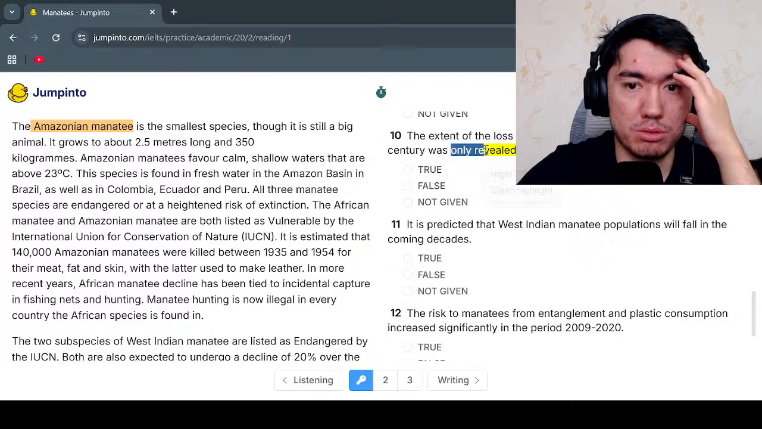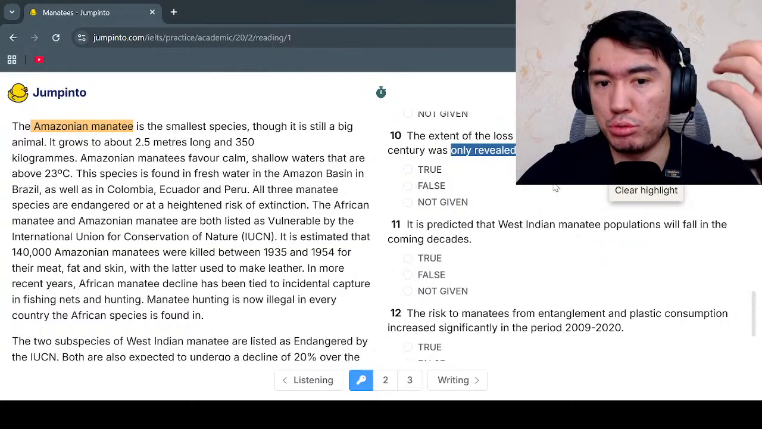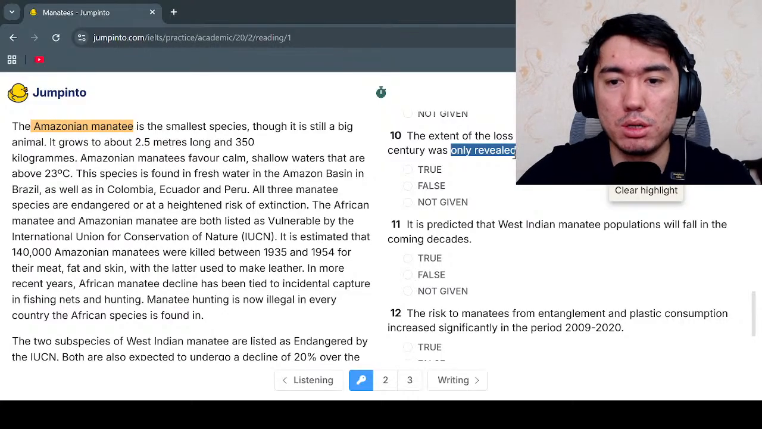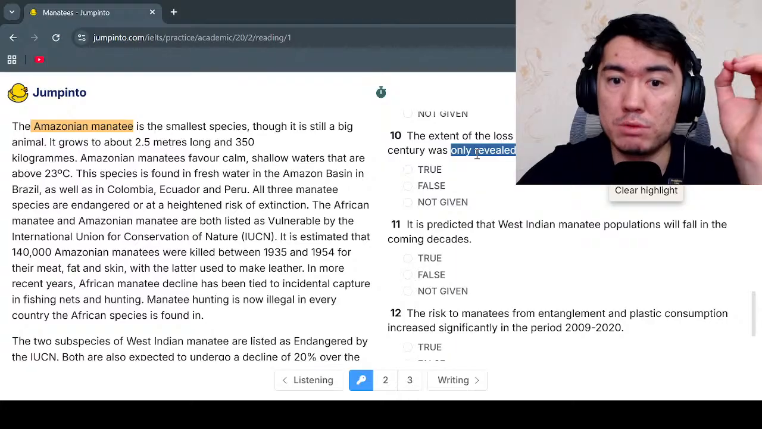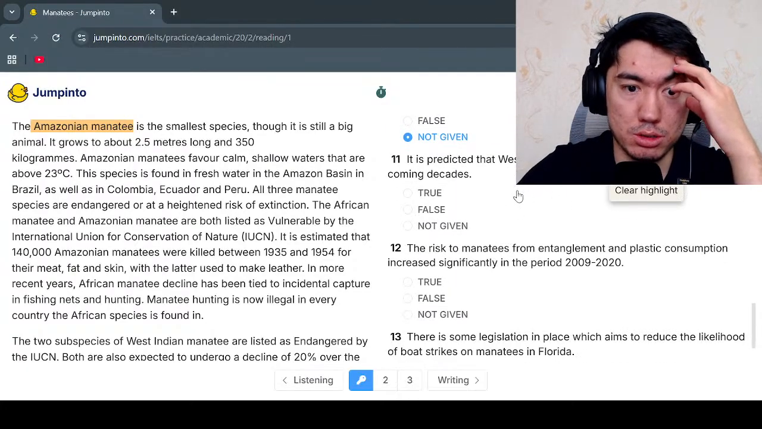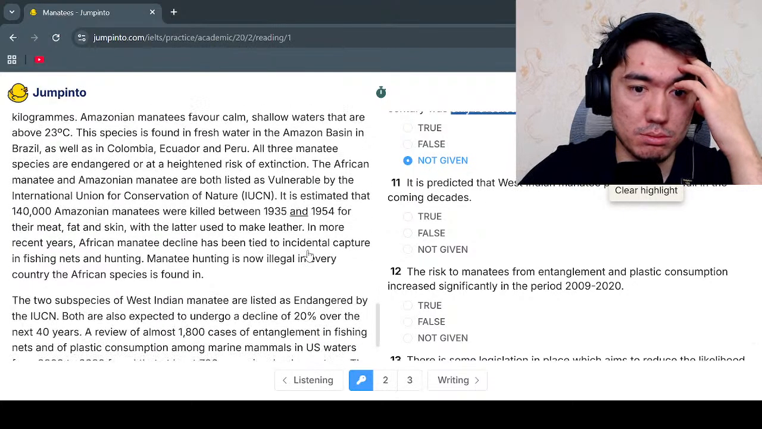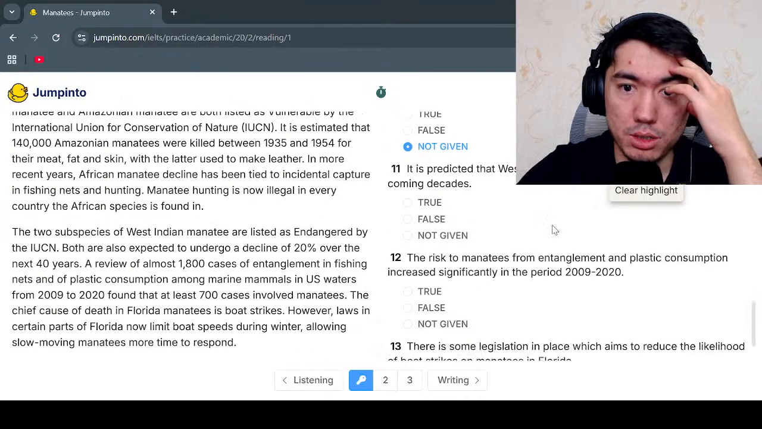Yeah, like there's no paraphrase of this. Like for me to be able to choose a true or false answer, I need this either paraphrased or contradicted, and I don't think I have that. So I'll go with not given. Yeah, based on this part. I hope it's not incorrect.